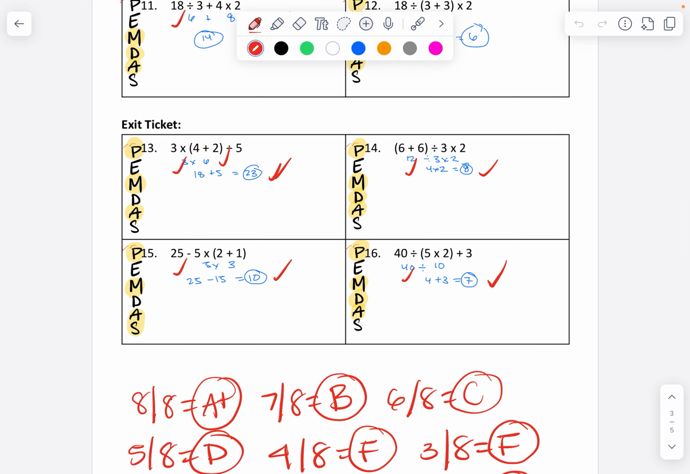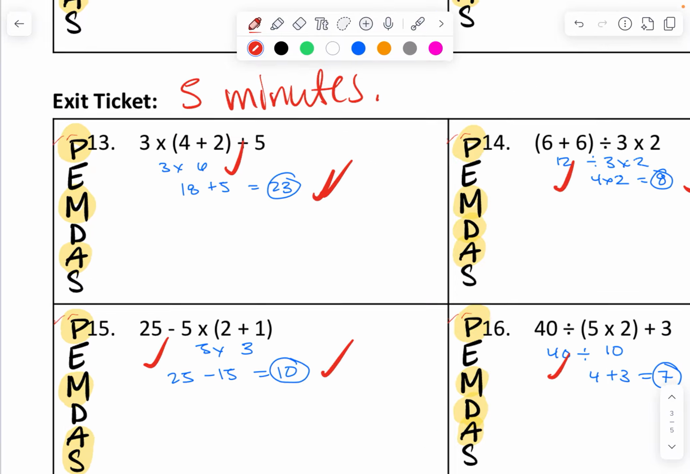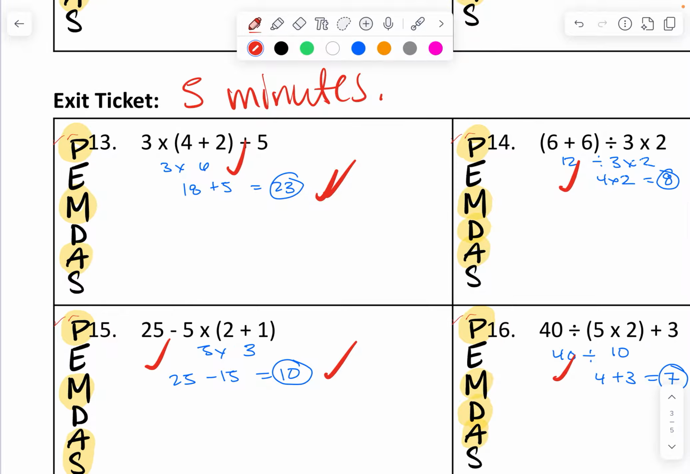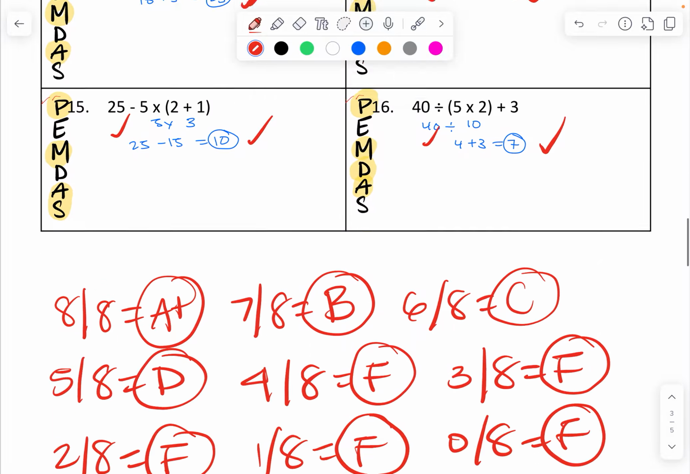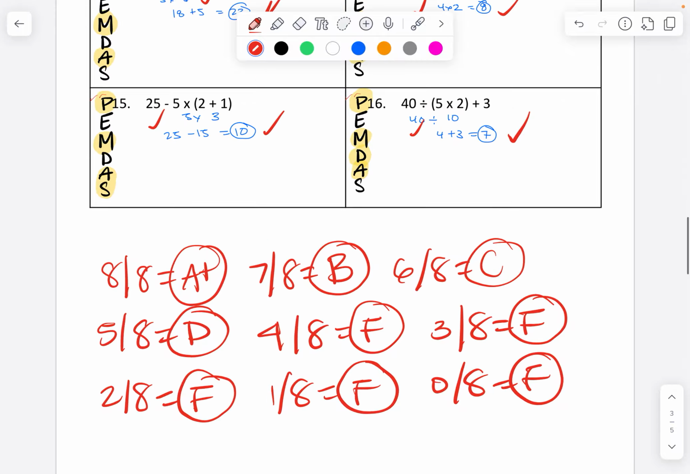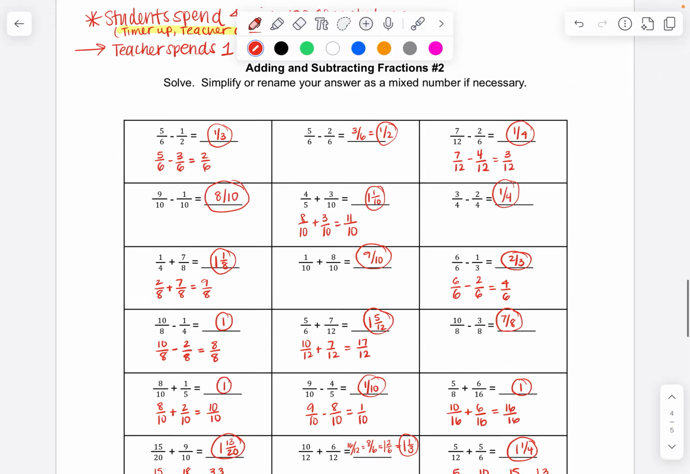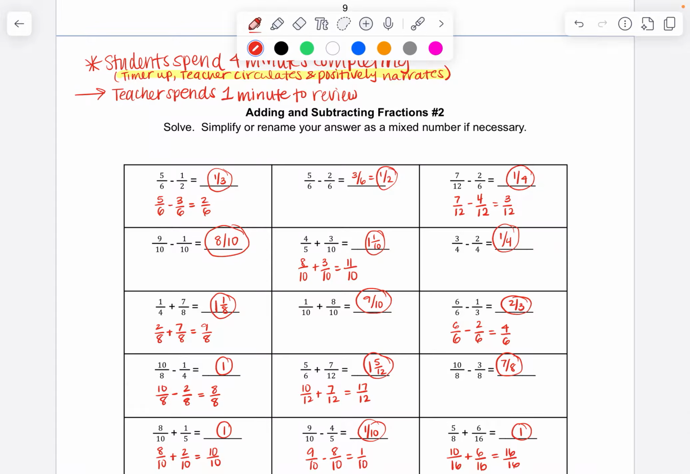Now, for this exit ticket, each question will be worth 2 points. 1 point for their process and 1 point for their final answer. Because there are a total of 4 questions, 2 points each is out of 8 points. And as always, your sprint fluency is at the bottom.